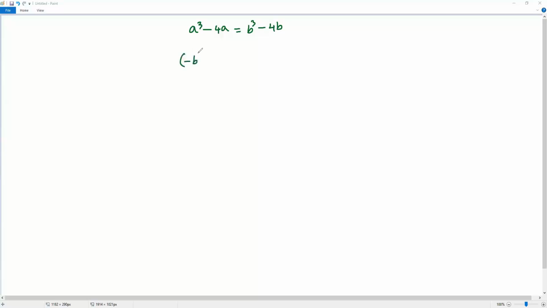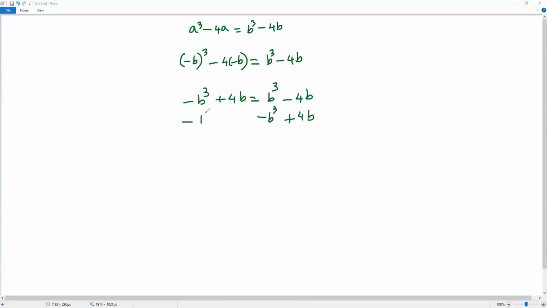So I'm getting negative b whole cube negative 4 times negative b equals b cube negative 4b. The simplification of this one is negative b cube, negative times negative becomes positive 4b, equals b cube negative 4b. To make 0 on the right side, I subtract b cube and I add 4b to both sides. When I do it, b cube and negative b cube will cancel, negative 4b and positive 4b will cancel. So I get negative 2b cube, positive 8b equals 0.